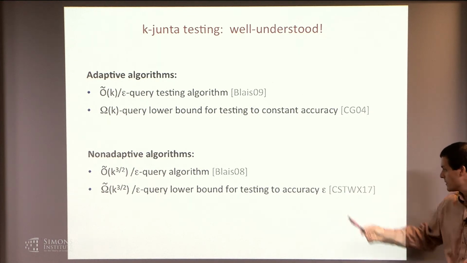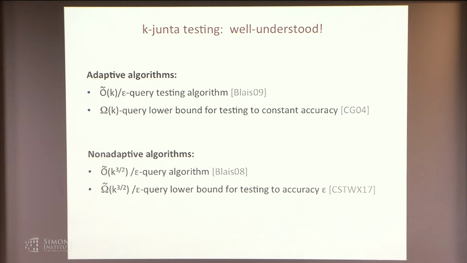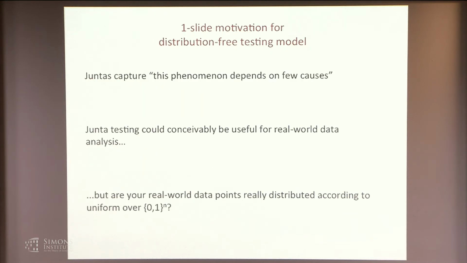This is joint work with a number of people in the audience, Eric and Liang, among others. So we seem to know everything. What does this talk about? Well, k-junta testing is well understood in the standard model, okay, but you can extend the natural standard property testing model, and I think there's good reason for thinking about distribution-free extensions to the standard property testing model.